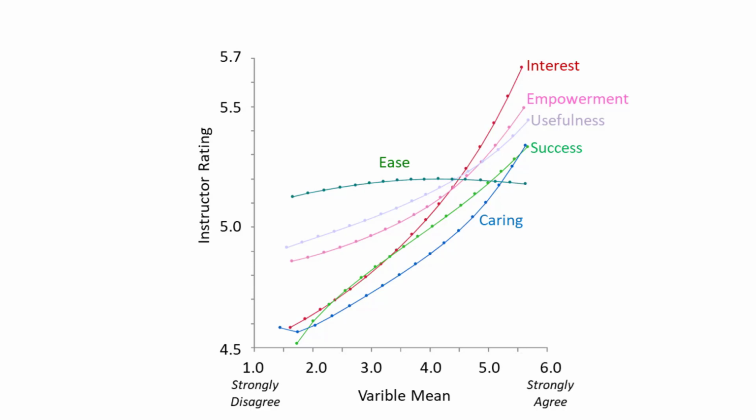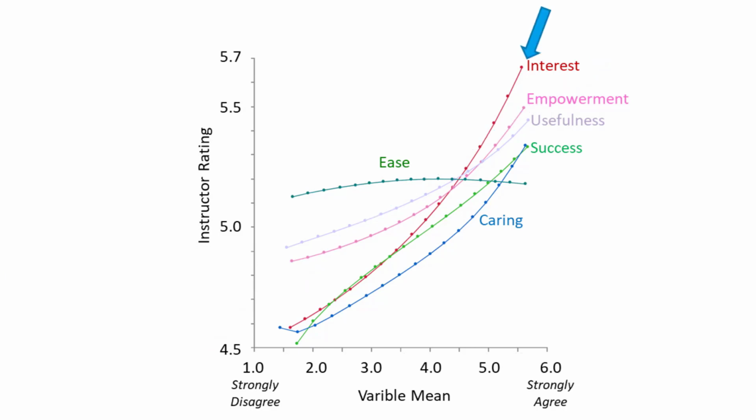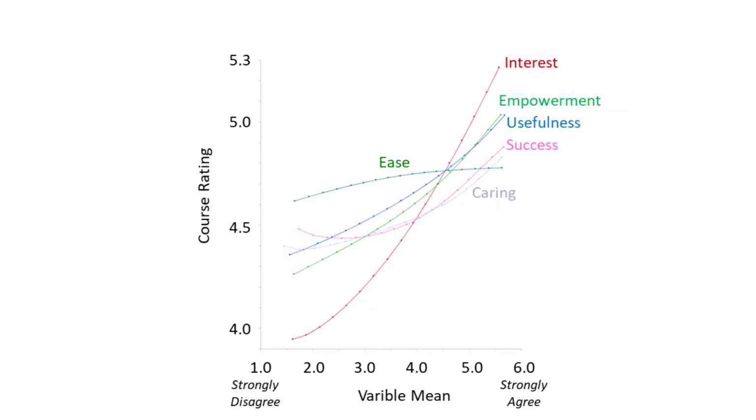These findings tell us a few things. First, instructor rating increases as students' perceptions of the motivational climate increase. That's consistent with the MUSIC model theory. Second, the relationships between motivational climate and instructor rating appear to be mostly nonlinear. Third, increases in interest are associated with a larger increase in instructor rating than the other motivational climate variables. And you can see that here because the line is steeper. And fourth, ease of course is not very related to instructor rating. The line is mostly flat. All of these findings are similar when we look at course rating, as shown here.